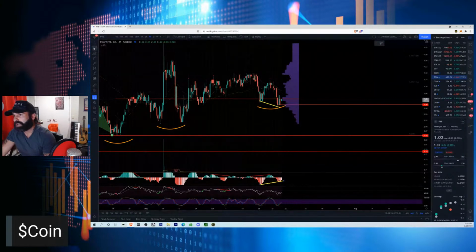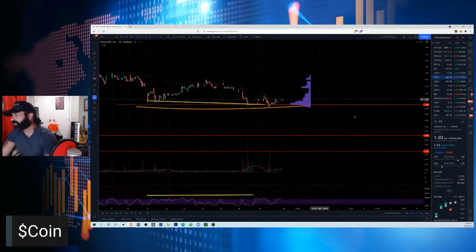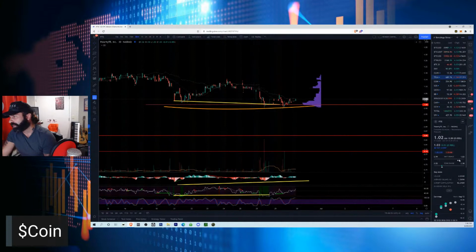Same thing on the RSI. You've got a double bottom on the RSI while you were making lower lows. And the Stoch RSI is still down at the bottom of the range. I'm gonna zoom in a little bit closer here.